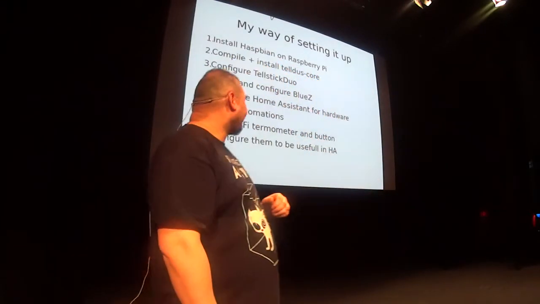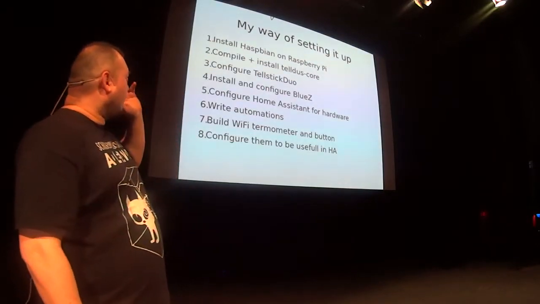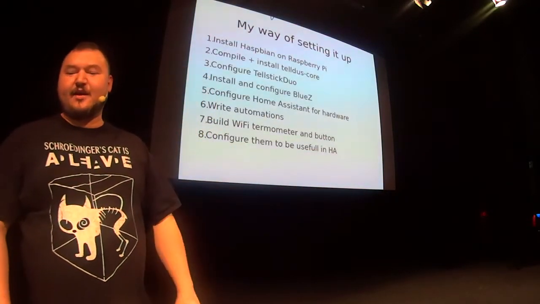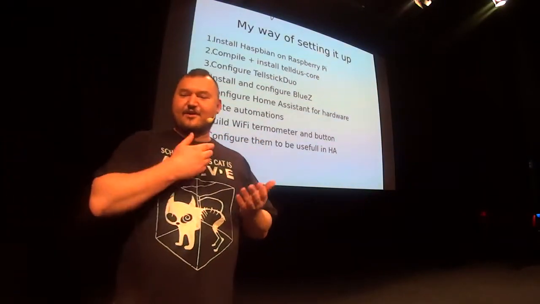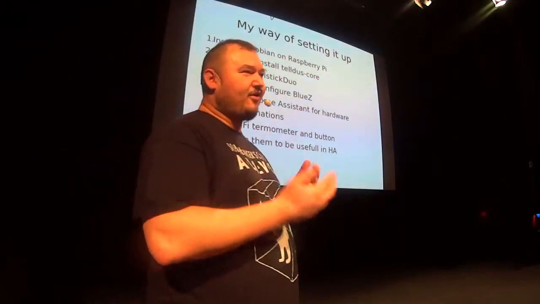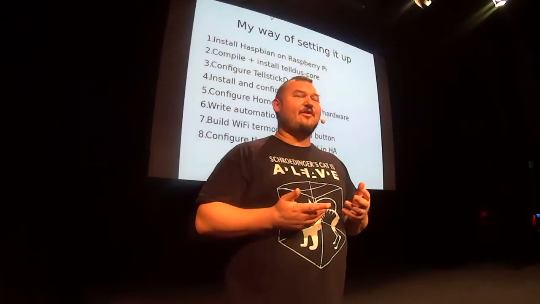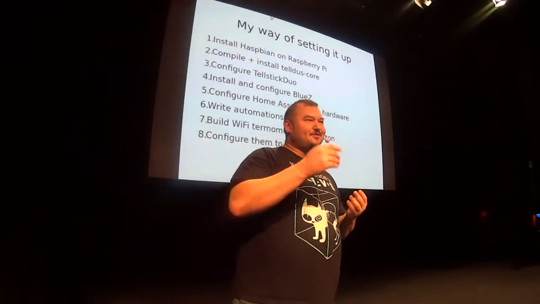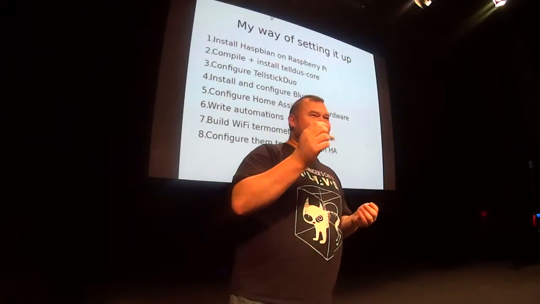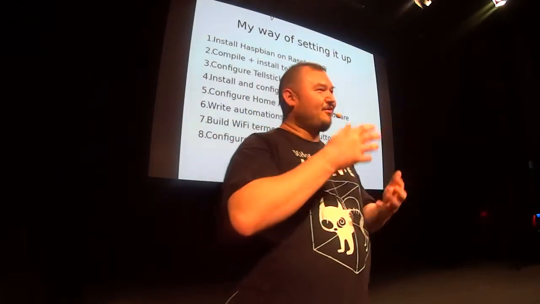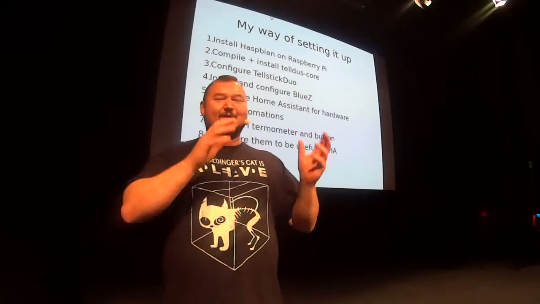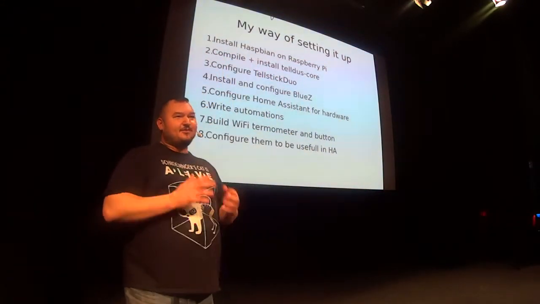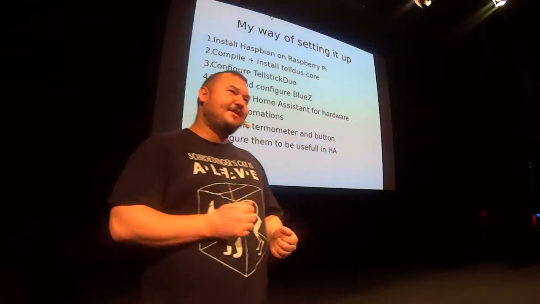So it's nice. But yeah, so install and configure BlueZ on the Raspberry Pi, and then I configured the Home Assistant for the hardware I have, and that's obviously not a one-time thing, because you always want to add one more thing to it, so you work all the time with the configuration and make it better and so on. Then I wrote some simple automations.